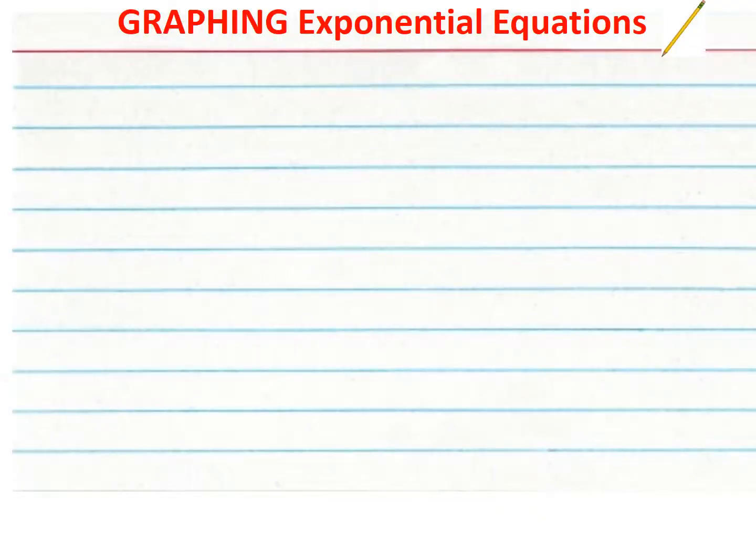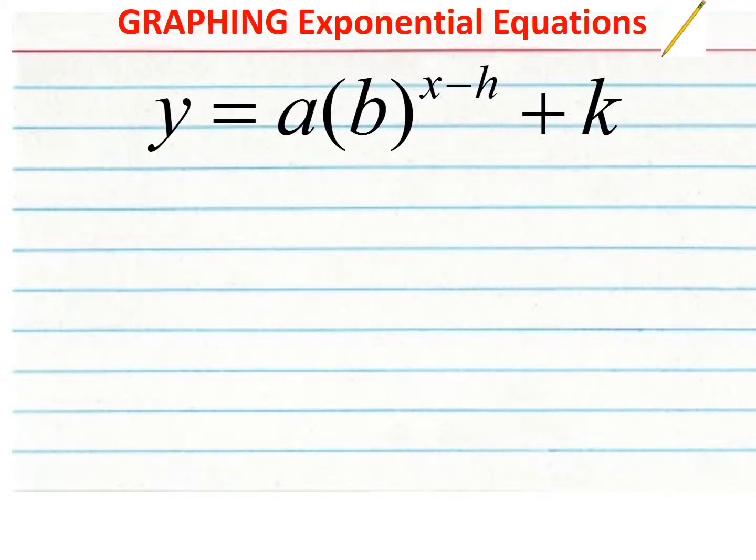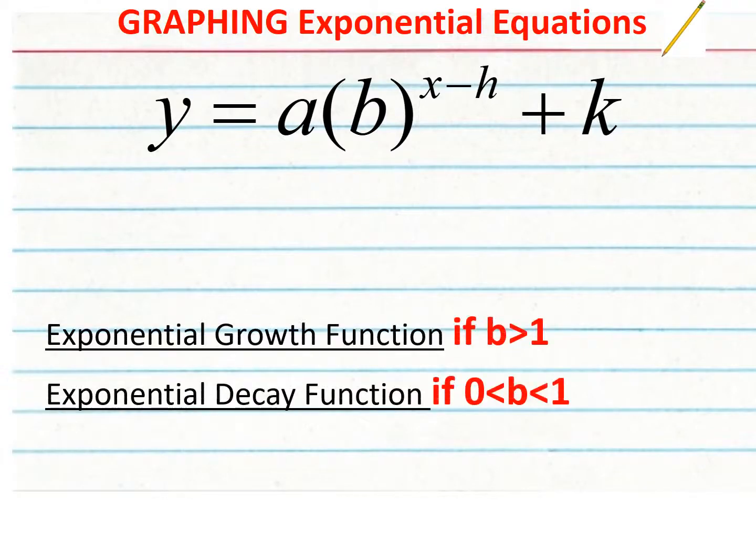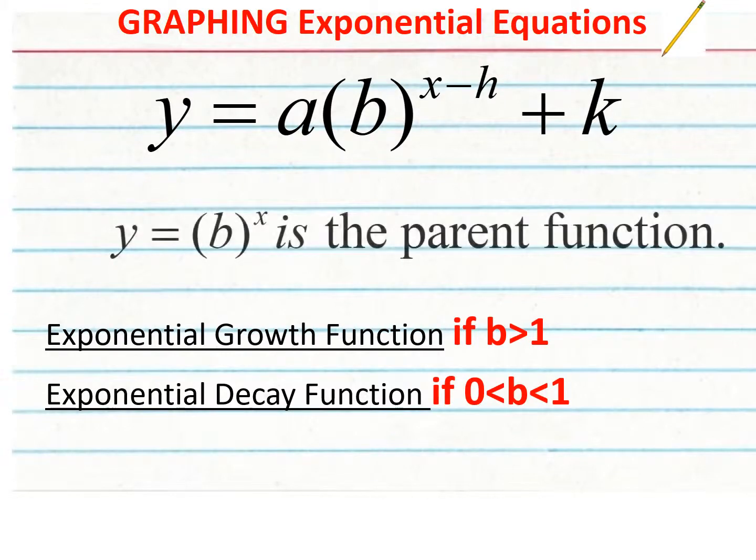Okay, graphing exponential equations. This is your generic form of a decay or a growth equation. y is equal to a times b to the x minus h all plus k, where y equals b to the x is your parent function. This is as basic as it gets.